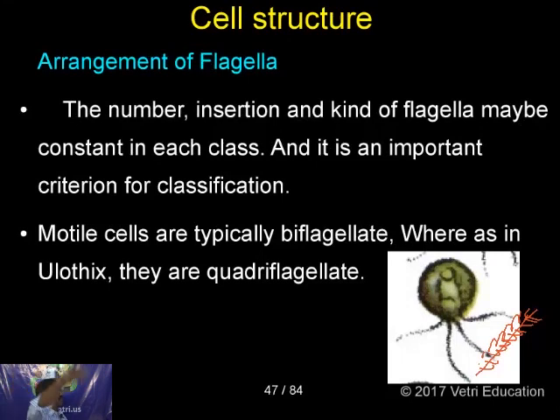So the number, the insertion and kind of flagella may be constant in each class, and it is an important criterion, as I told you already, for the classification of algae. These motile cells may be biflagellate, having two flagella, or sometimes in Ulothrix they are quadriflagellate. Here you can find four flagella. This is a zoospore of Ulothrix.